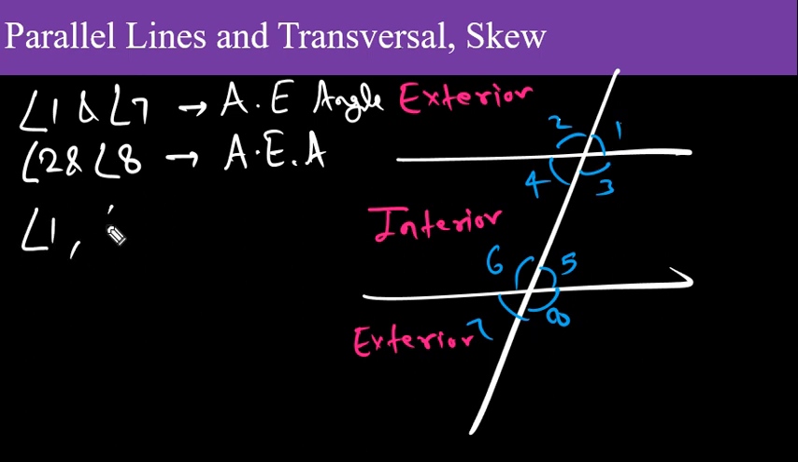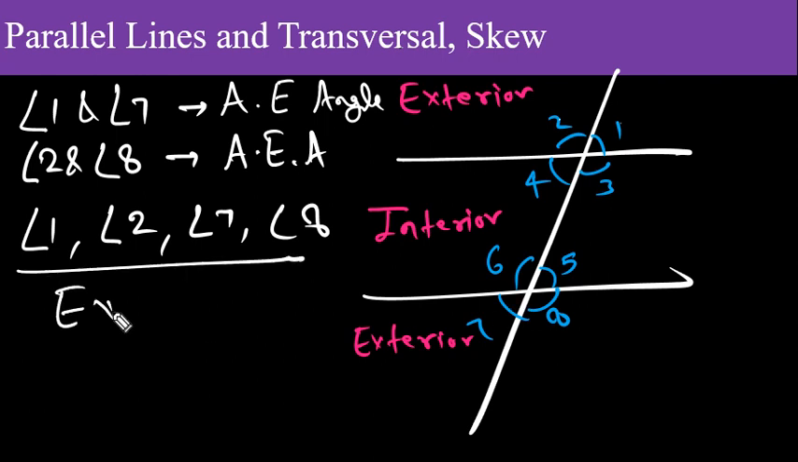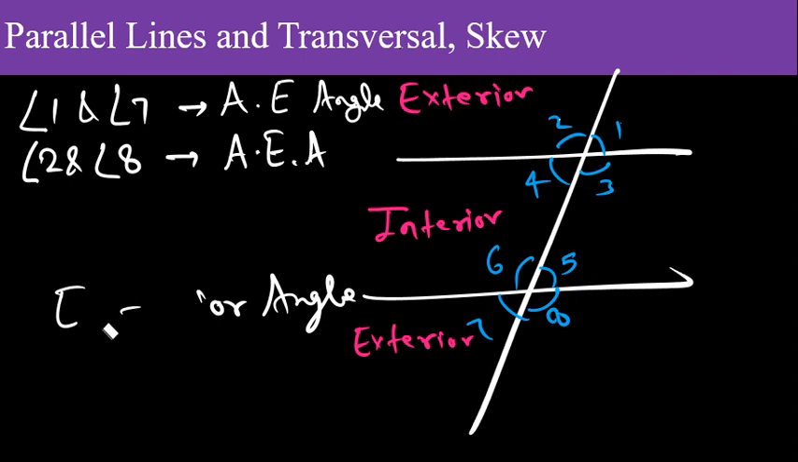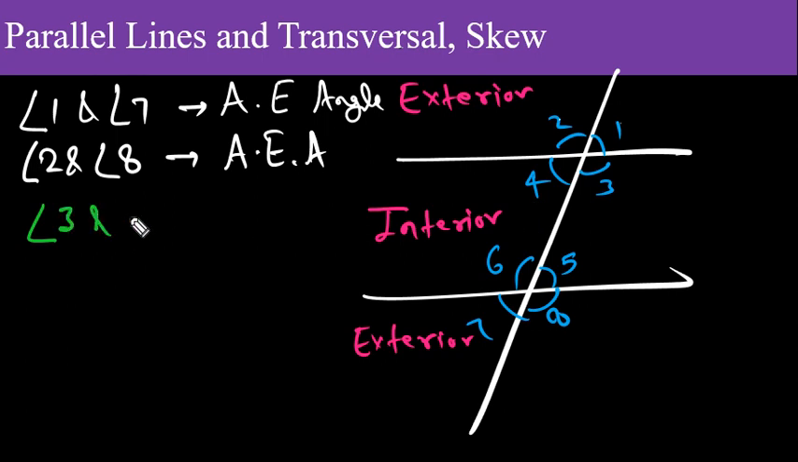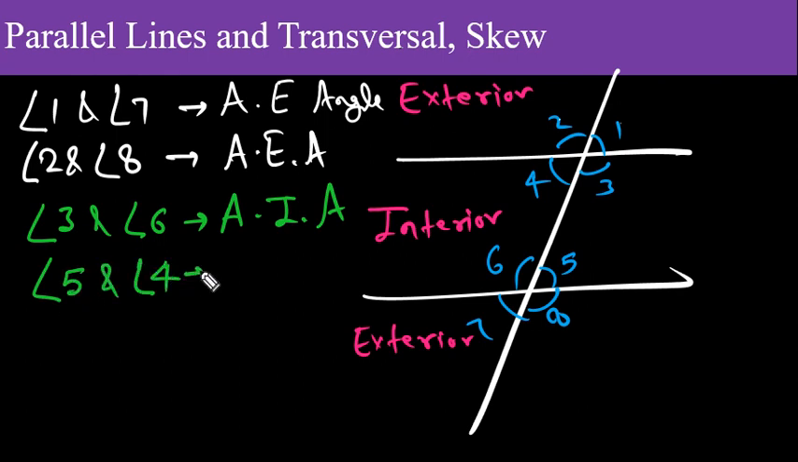So angle 1, angle 2, angle 7, angle 8, these four are exterior angles. So now we know alternate exterior and exterior. Next, what are the interior angles? Interior angles are inside angles. So angles 3, 4, 5, 6 are interior angles. Angle 3 and angle 6 is called alternate interior angle. Similarly, angle 5 and angle 4 is also alternate interior angle. Any question on this?